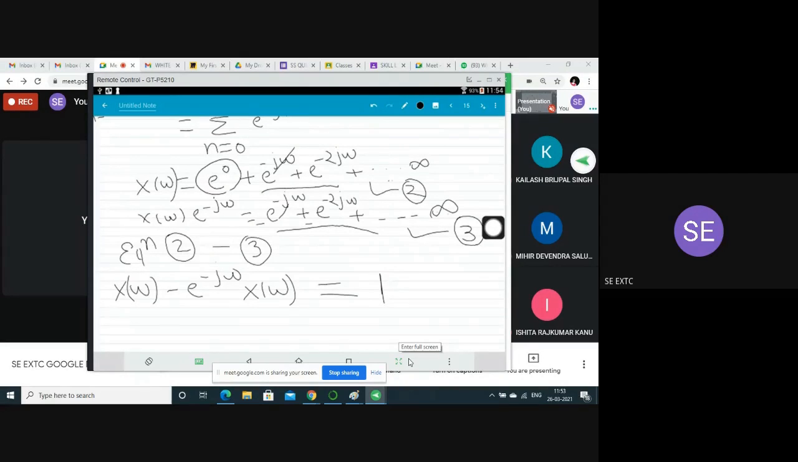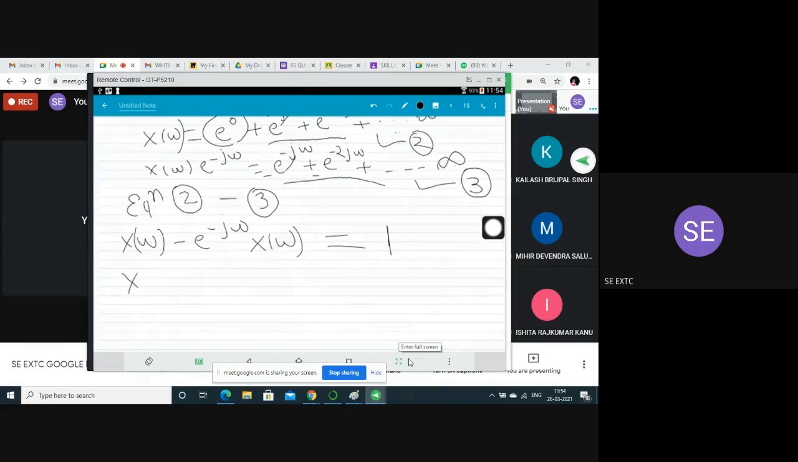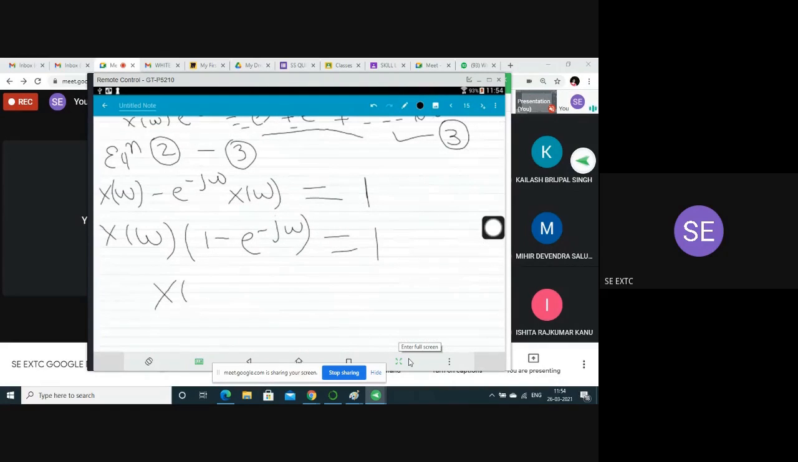So we are going to take this X of omega common from the left hand side, and X of omega times (1 minus e to the power minus j omega) is equal to 1. Then X of omega is equal to 1 divided by 1 minus e to the power minus j omega. This will be your answer for the unit step signal.